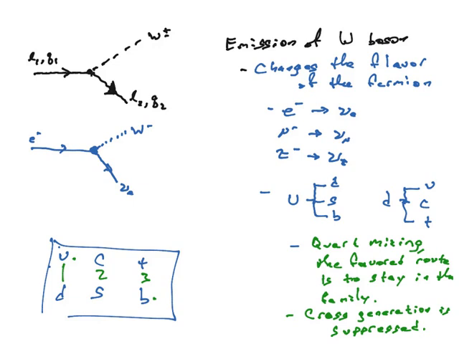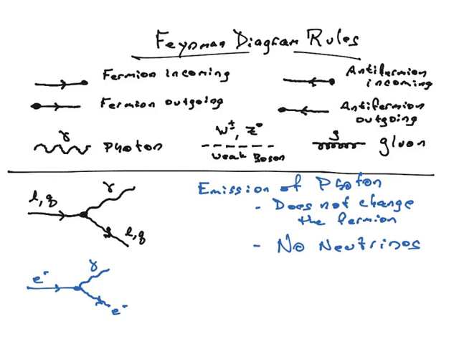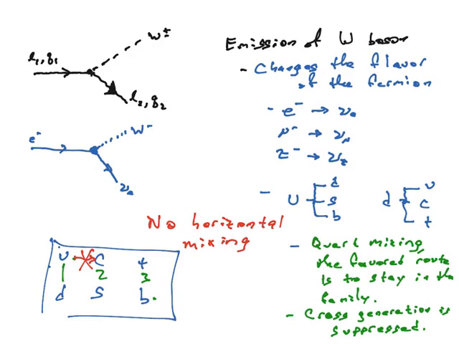Okay. Big thing here, no horizontal mixing. So that is, an up cannot become a charm. If you're in the top row, you become a bottom row guy. If you're in the bottom row, you become a top row guy. Okay, no horizontal mixing. So the rule for this guy, no neutrinos for electromagnetic interactions. Rule for this guy, no horizontal mixing of the quarks. And the same for the leptons.